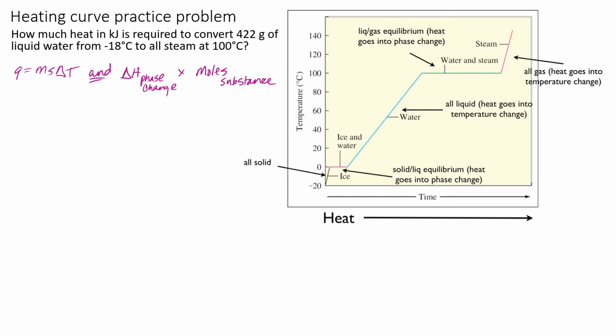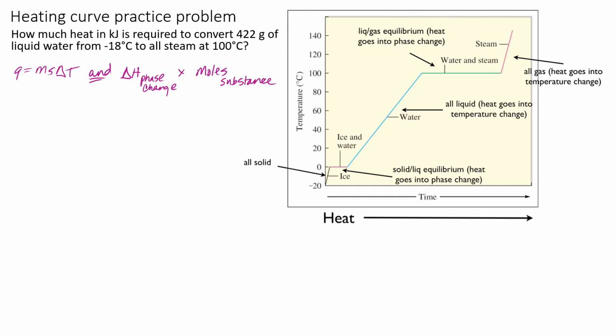The other equation that we're going to use is the delta H of whatever phase change we're talking about. In this case, it could be the delta H of fusion, which is the heat of melting, or it could be the delta H of vaporization, which is the heat of changing liquid water to steam. Notice that we take the delta H of the phase change and multiply it times moles of substance. So we have to move out of grams and into moles if we're using this equation.